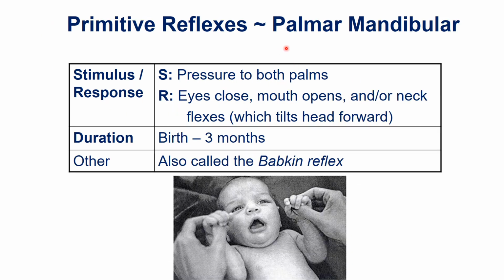Another reflex is the palmomandibular reflex. Here you press both the palms, and the response is that the baby closes the eyes, the mouth opens, and the neck is flexed, which tilts the head forward. So eyes close, mouth opens, and there is slight flexion of the neck, tilting the head forward. It is present at birth, disappears by 3 months, and this reflex is also known as the Babkin reflex.